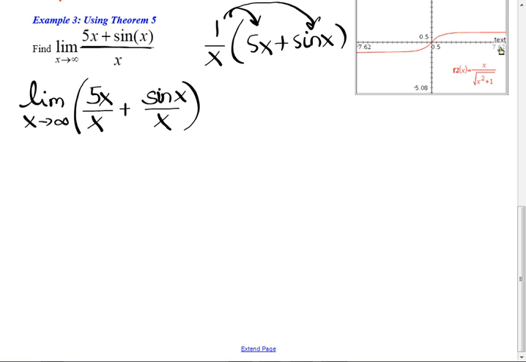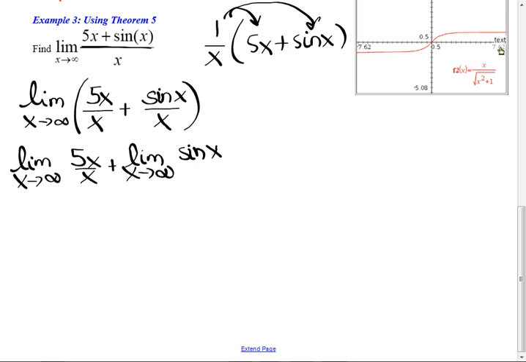Okay, let's simplify. Now, this theorem, theorem 5, just says I can distribute that. Guess what? That isn't any different than the other main limit theorem. It's exactly the same. Plus the limit as x goes to infinity. And now you must read math carefully.